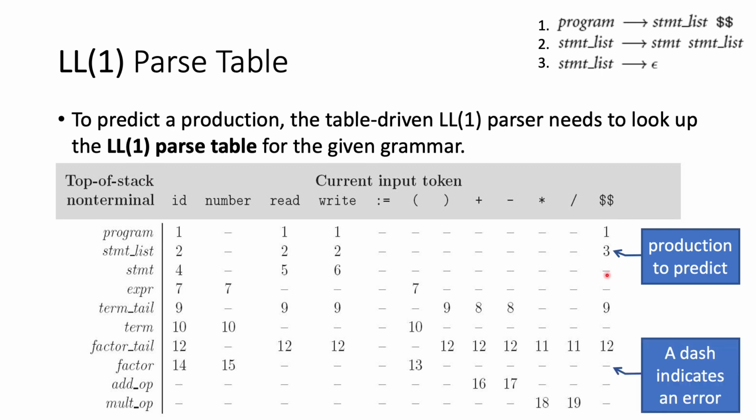A dash indicates an error. For example, if the top of the stack is the STMT symbol and the current input token is a number, then it will announce a syntax error.